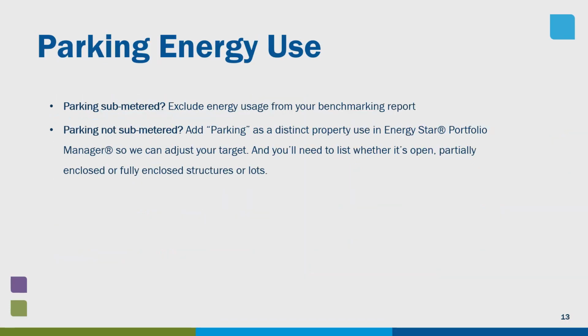Step 2. Where does the energy for your parking areas come from? Are your parking areas connected to the building energy meters? If your parking areas are submetered, energy used to heat, ventilate, and illuminate parking garages and parking lots could be excluded from your benchmarking report. If parking areas are not submetered, add parking as a distinct property use in Energy Star Portfolio Manager so we can adjust your target. You'll need to list whether it's open, partially enclosed, or fully enclosed structures or lots. If you have questions about how to benchmark parking areas, please reach out to the help desk.